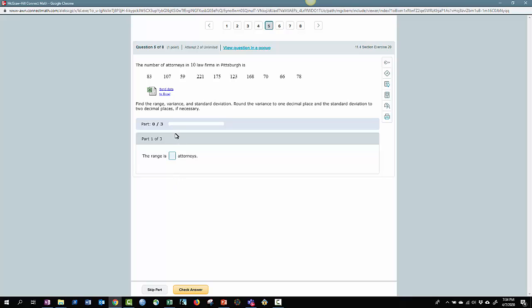Now, the first one here, part one, is find the range. And remember, the range is just the max minus the min, right? So it looks like the max is 221. I see a 59. 59 is the smallest and 221 is the biggest. So 221 minus 59 is going to be the range. I'm going to put that into the calculator here. 162.